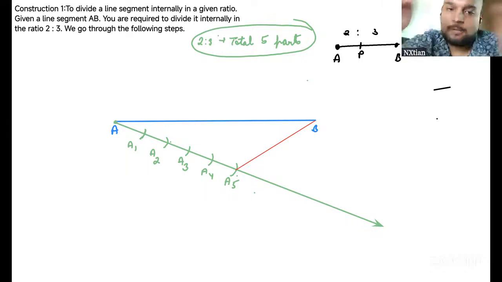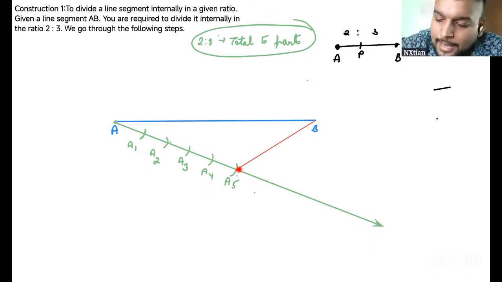Okay. Now you can disturb your compass. No need to be at the same place. Now put your tip on A5. Put your tip on A5 quickly. Open the compass a little and make an arc like this.